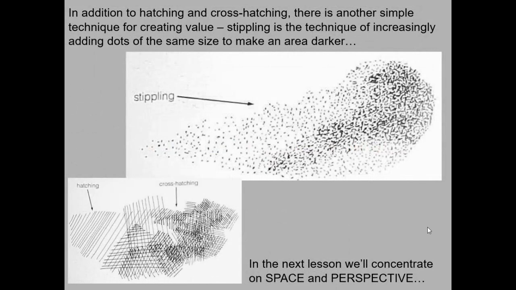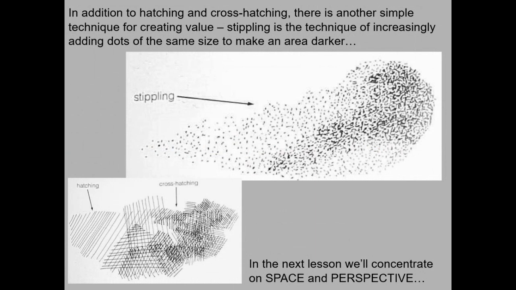Last concept about value that I want you to be aware of is the concept of stippling. Stippling is essentially the same as hatching in that it's a series of marks, and the more marks that you put closer together, the darker. We tend to use this stippling effect if we're drawing in pen and ink or even in pencil.